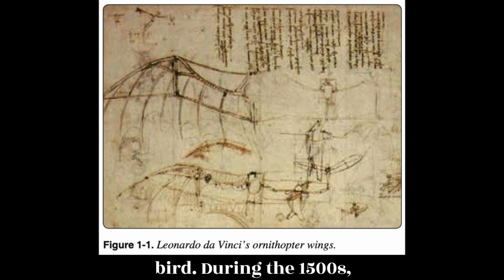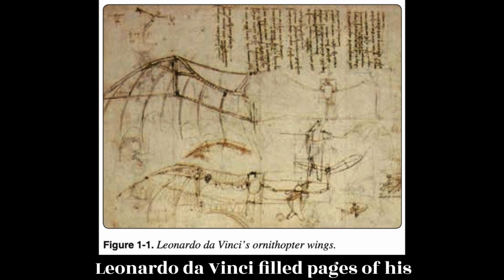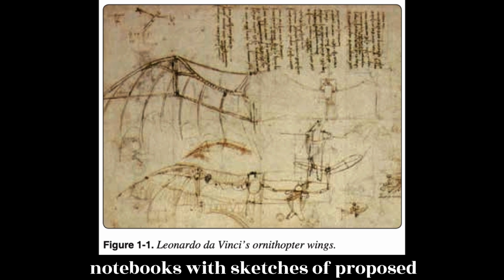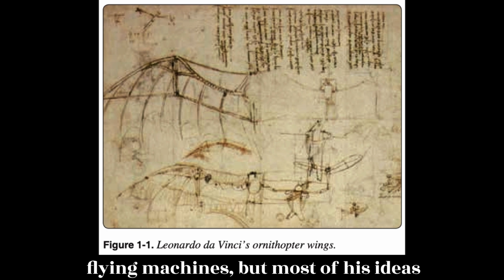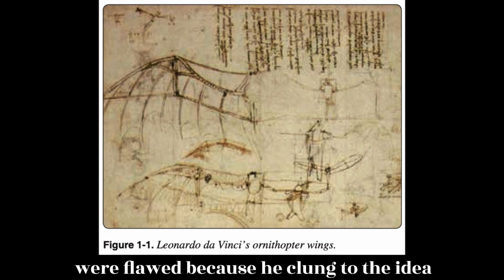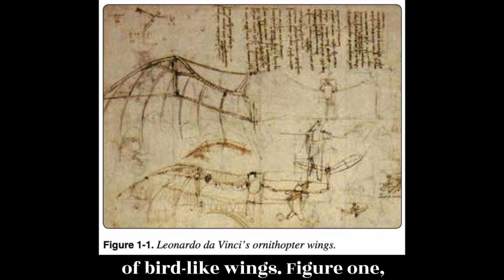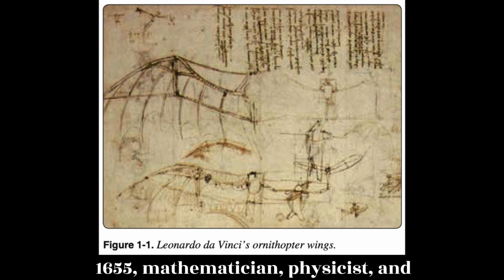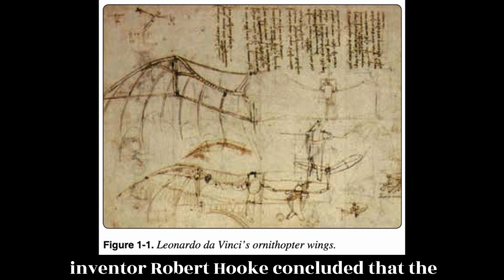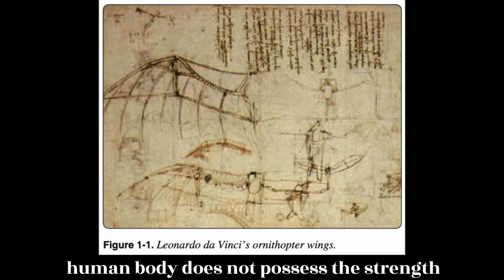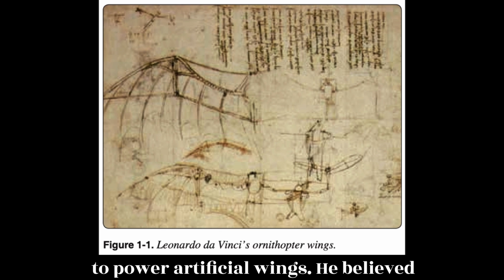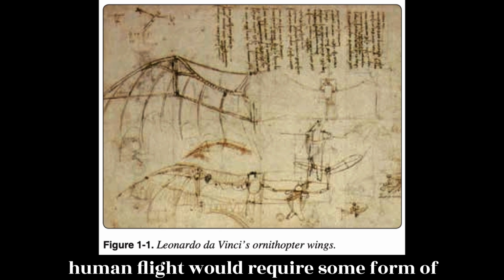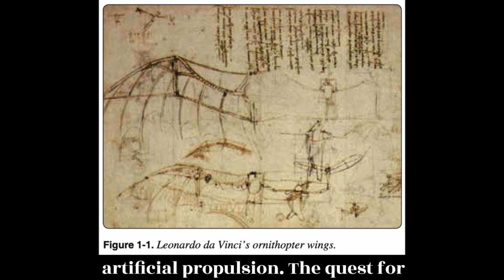Philosophers, scientists, and inventors offered solutions, but no one could add wings to the human body and soar like a bird. During the 1500s, Leonardo da Vinci filled pages of his notebooks with sketches of proposed flying machines, but most of his ideas were flawed because he clung to the idea of bird-like wings. Figure 1-1. By 1655, mathematician, physicist, and inventor Robert Hooke concluded that the human body does not possess the strength to power artificial wings. He believed human flight would require some form of artificial propulsion.